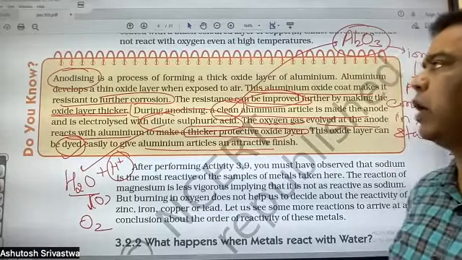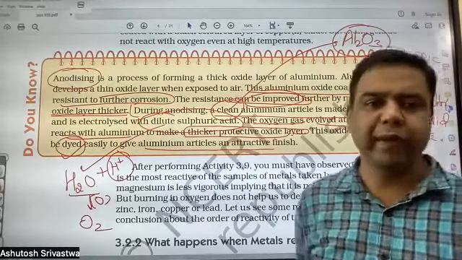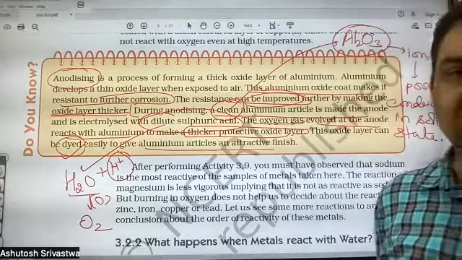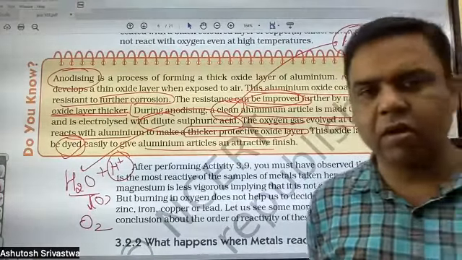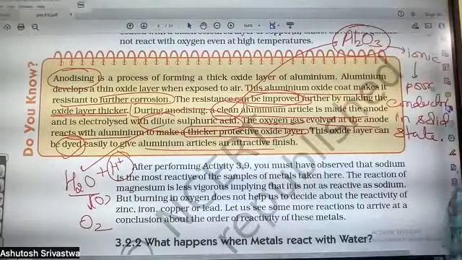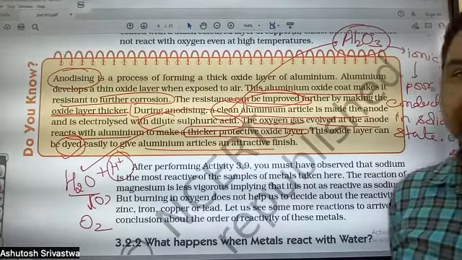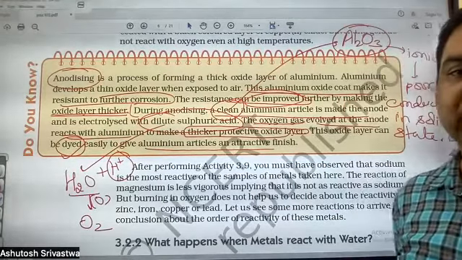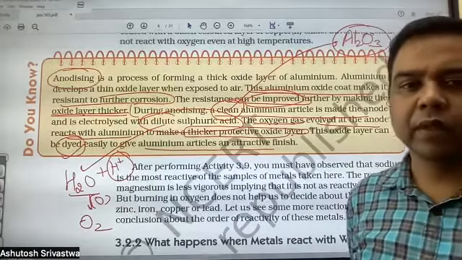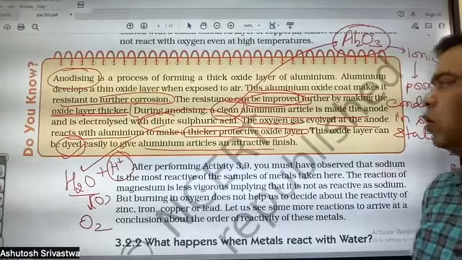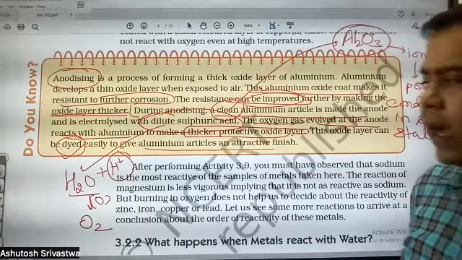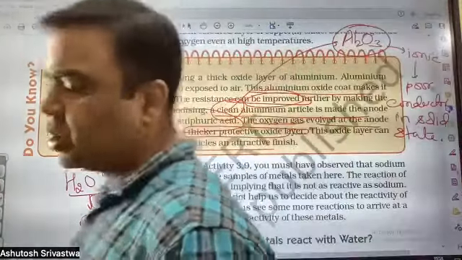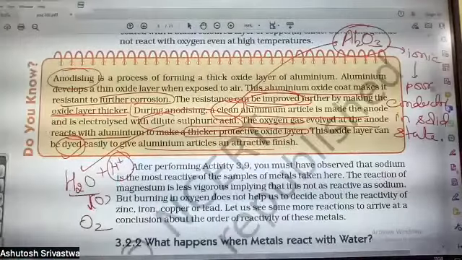This is all about anodizing. Very important question: what do you mean by anodizing? What is the need for the anodizing process and how does anodizing take place? All this answer will be here. You should always write the questions that I'm dictating, so that when the examination is nearby, you have all the questions framed line by line.